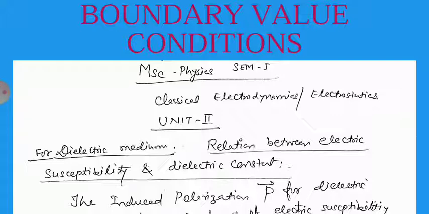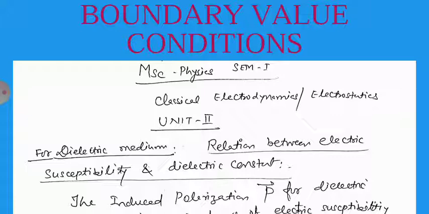Today we will discuss classical electrostatics for MSc Physics semester 1st, unit 2nd. The important topic from an exam point of view is boundary value conditions. To start, we obtain an important relation between electric susceptibility and the dielectric constant for a dielectric medium.